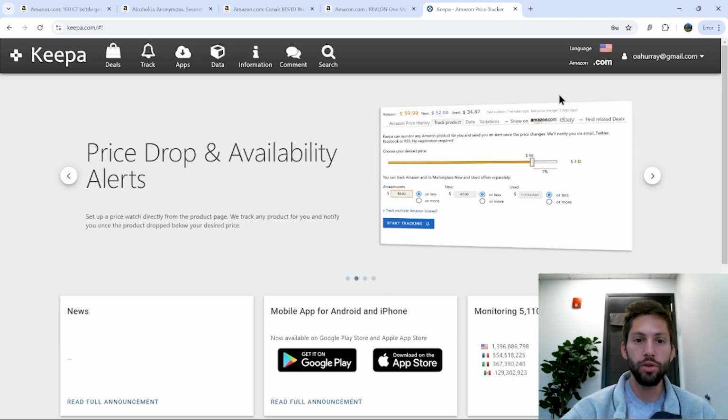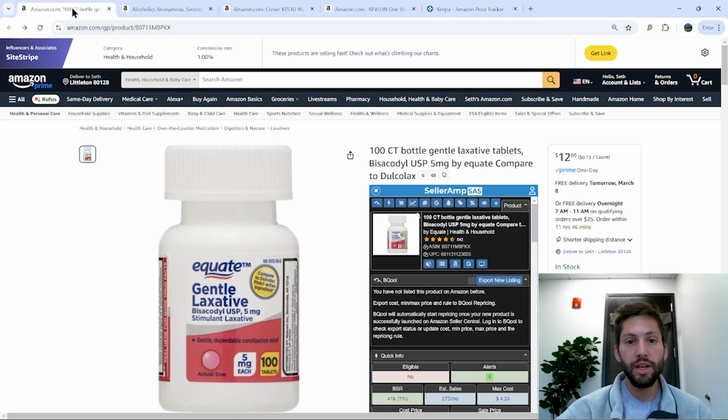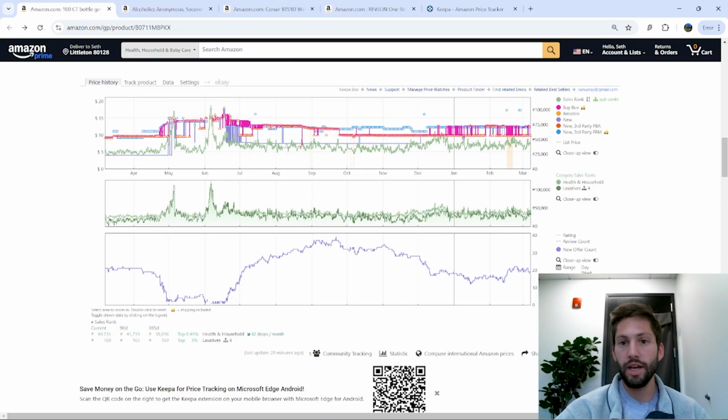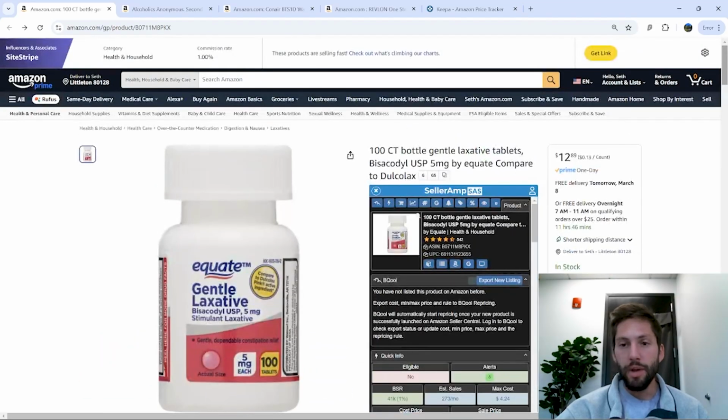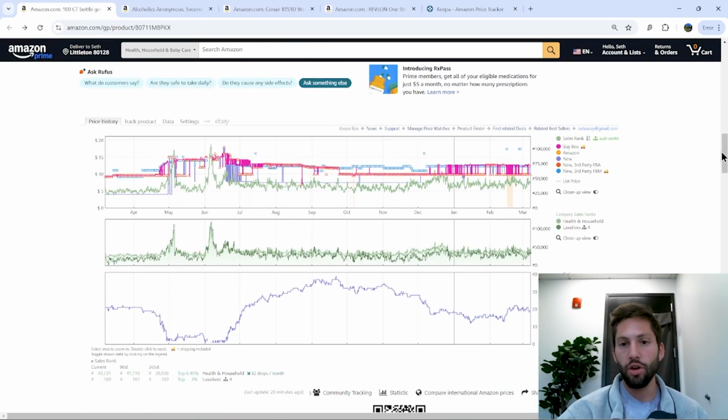Once you have Keepa, you'll download Keepa from this site and you'll be able to add it as an extension in whatever browser you're using, and then it'll pop up on your Amazon pages just like this automatically whenever you're within an Amazon page. So this is the Amazon page for this laxative. We're trying to understand, does this have demand? Will this sell? How fast is this going to sell?